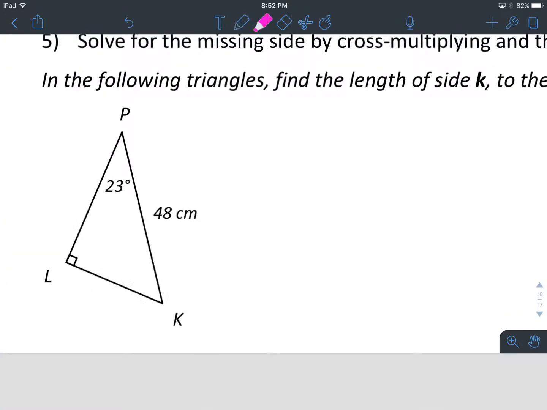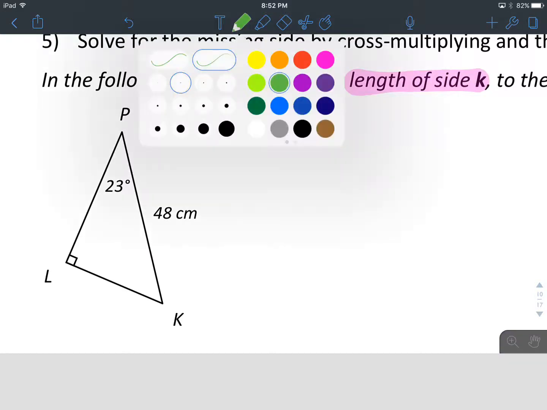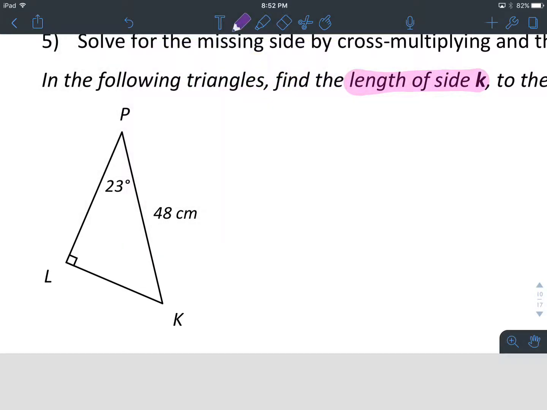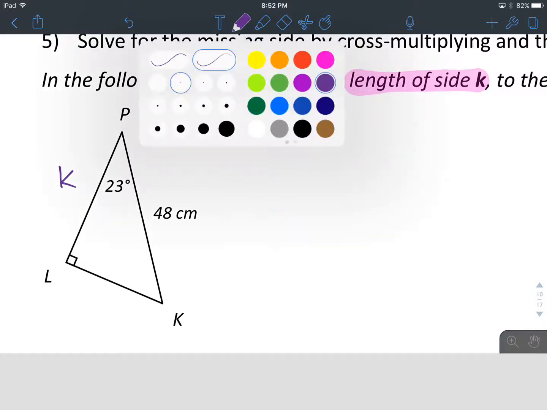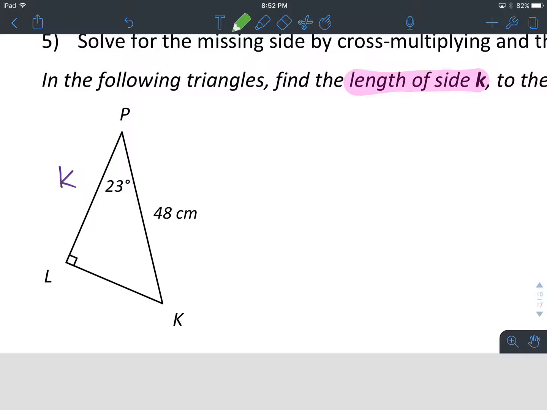Our goal is to try to find the length of side little k. So where is side little k on our triangle? Well, there's angle k, so that would make side little k over here. That's what we're after. So the first thing we're going to do in trying to find side little k is choose a reference angle. And I'm going to color in our reference angle. I'm going to pick the one that has the angle already provided for us at 23 degrees.